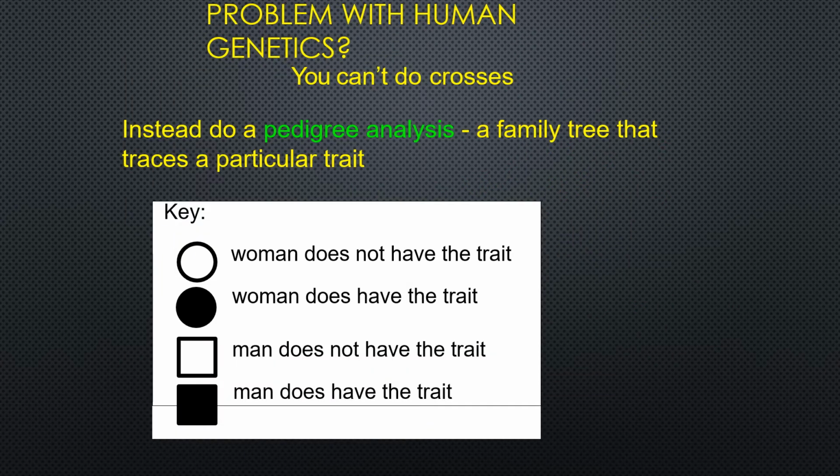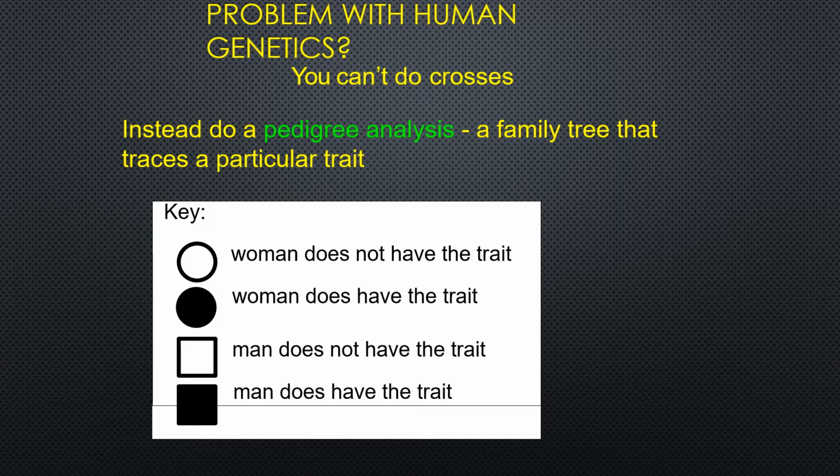The problem with human genetics is that you can't just do multiple crosses over and over again. First of all, our life generation is way too long. That would take years and years. Secondly, it's really not ethical to say, let's see how many we can produce out of you. So instead we do what's called a pedigree analysis, which is looking at your family tree and tracing a particular trait.